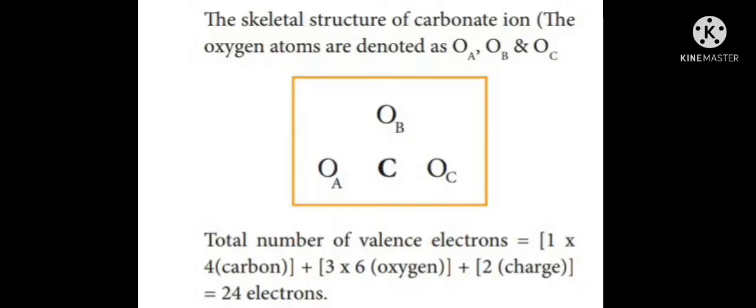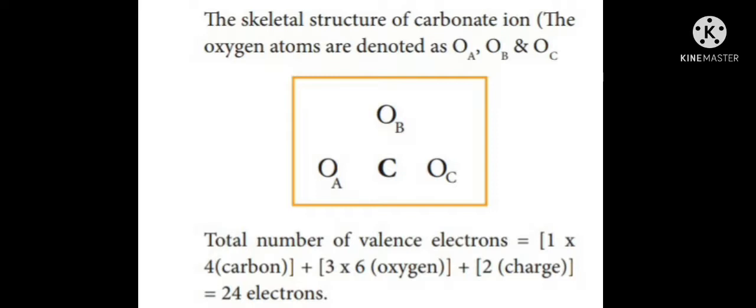For writing the Lewis structure for carbonate ion, first we have to write the skeletal structure. Carbonate ion contains 1 carbon and 3 oxygens. The carbon is denoted by C and the 3 oxygens are denoted as OA, OB and OC. Hence, the skeletal structure is shown here. Carbon is surrounded by 3 oxygens, namely OA, OB and OC.